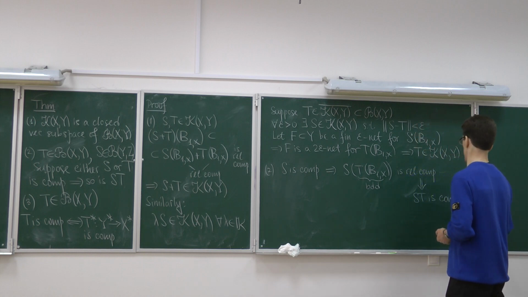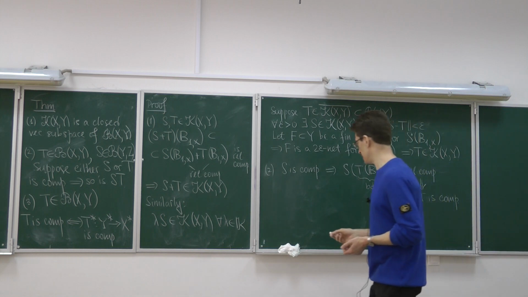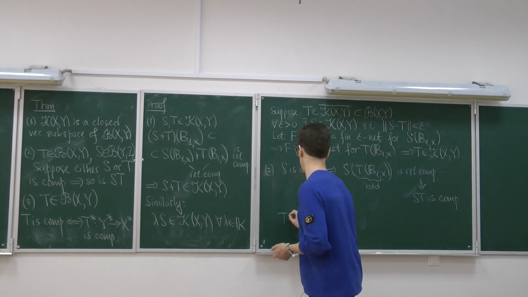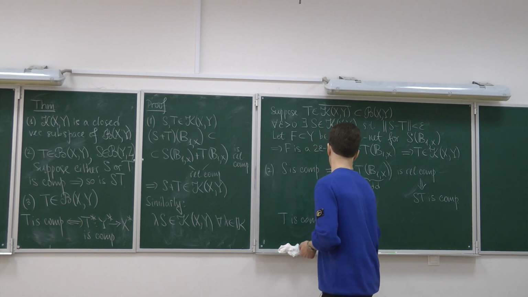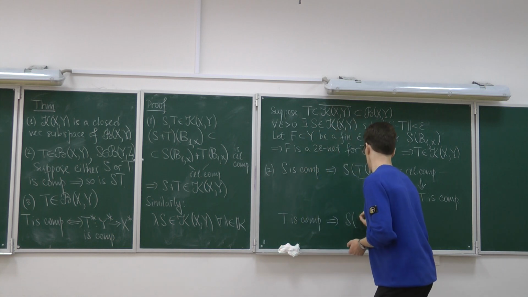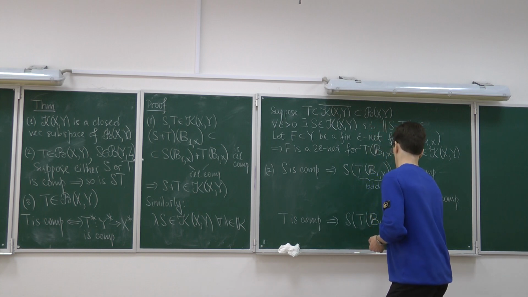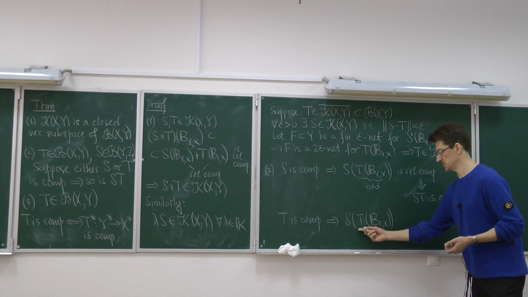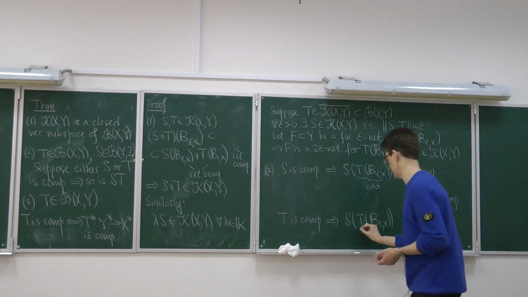ST is compact. Okay, if we now assume that T is compact, then again we look at the image of the unit ball, S of T of B1, and now T is compact. So we know that this set, T of B1, is relatively compact.